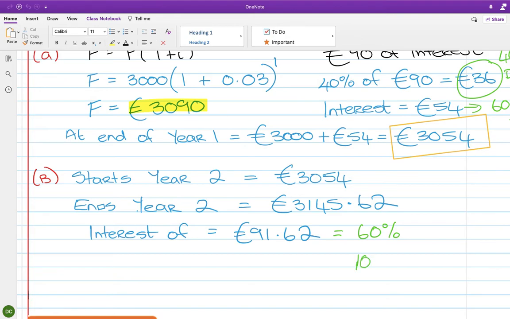Okay, so we want to know how much interest did he get in total before anybody took any. It's the same calculation we've done loads. Go back to 1. So we'll divide by 60 and we'll multiply by 100. So we'll apply the same thing over here. We'll divide by 60 and we'll multiply by 100. And that means he got 152.70 in interest.